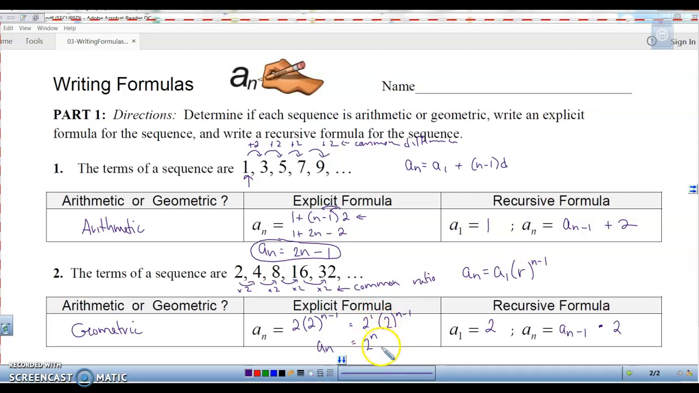So if I plug in, say, 4, 2 to the 4th gives me 16. I could plug in any number n, and I could tell you exactly what that term was. If I wanted the 20th term, I'd plug in 20 here, which would be 2 to the 20th. So again, this technically is an acceptable formula. This is just combining the terms when you do that.